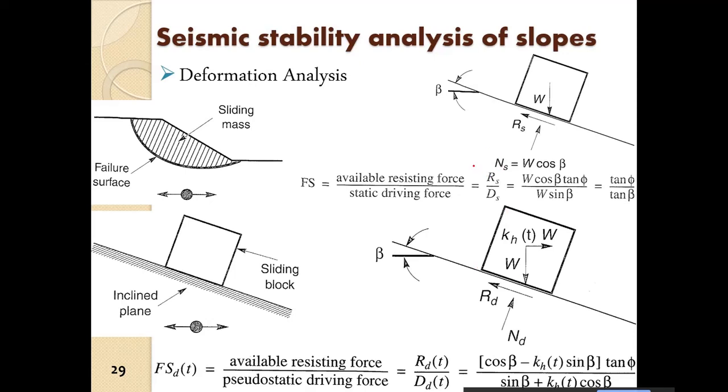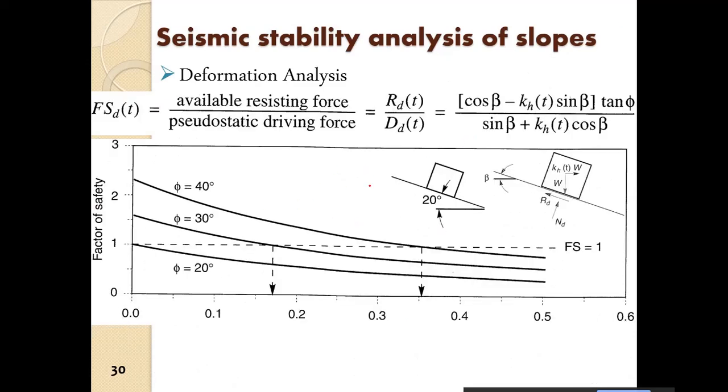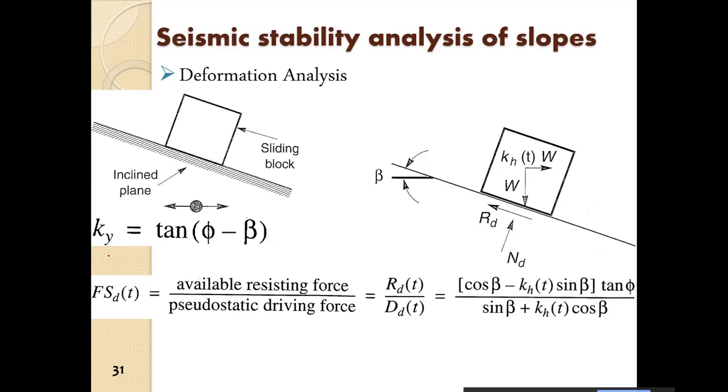So we have already discussed the various forces acting on that and how we develop the yield coefficient of horizontal acceleration, or pseudostatic coefficient, the horizontal pseudostatic coefficient. We see that when the factor of safety is almost equal to 1, we can consider that the block will slide, and based on that we find out what is the ky. So ky is the yield pseudostatic coefficient, so the acceleration ay is given by ky into g, that is the yield acceleration. And ky is equal to tan(phi minus beta).